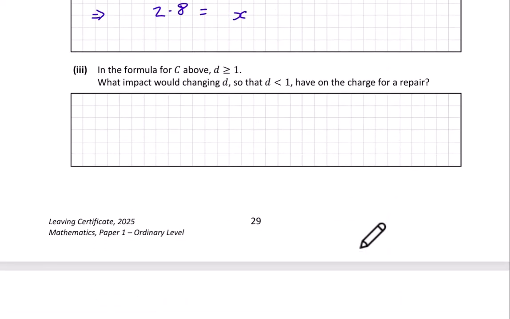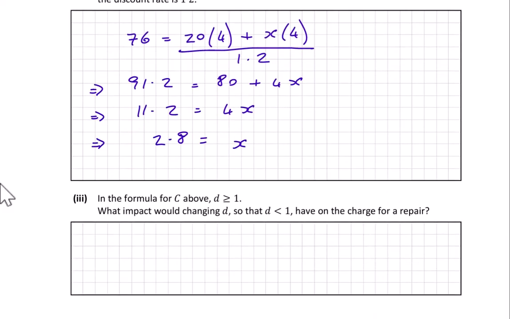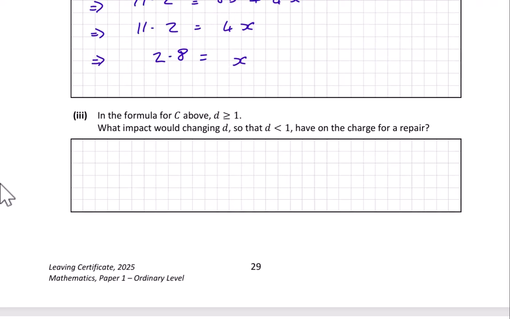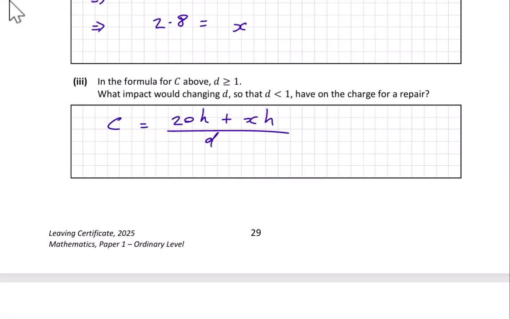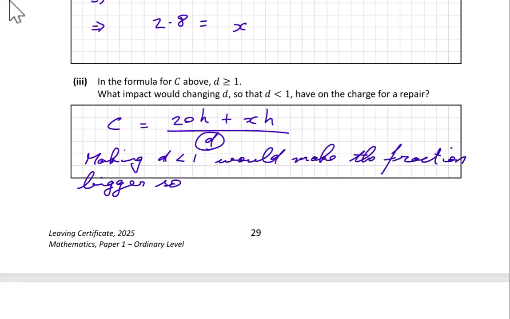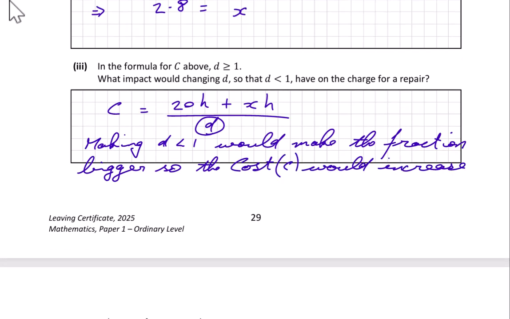Okay, next one then. In the formula for C above, D is bigger than or equal to 1. What impact would changing D so that D becomes less than 1 have on the charge for the repair? So if we look at our formula, C is equal to 20H plus X times H over D. Now we want to change D to a number that's less than 1. Making D less than 1 would make the fraction bigger. So the cost would increase. So the cost for repair C would increase. Okay, and that's it for this question and this paper.